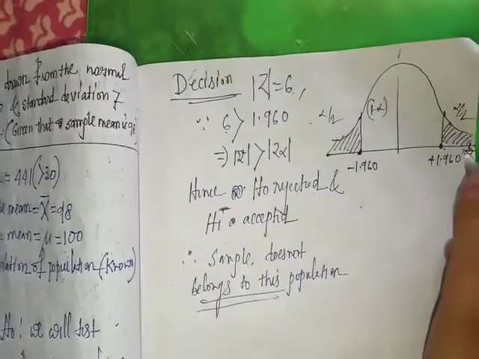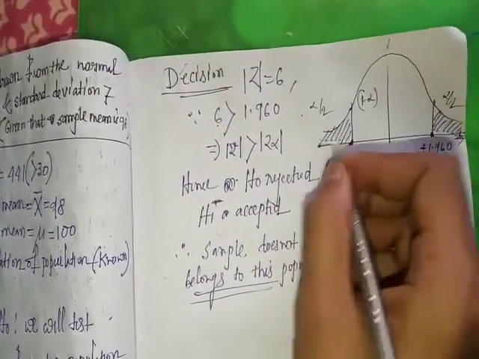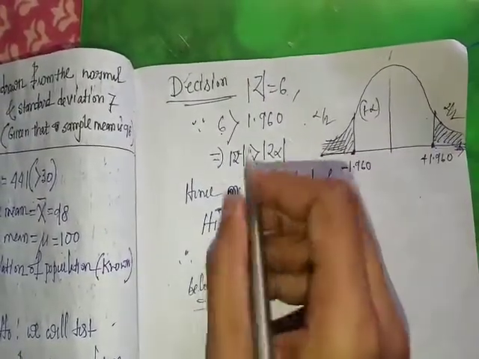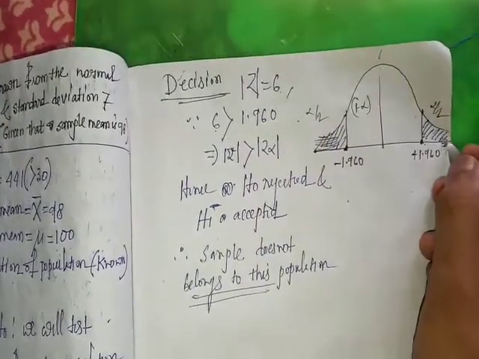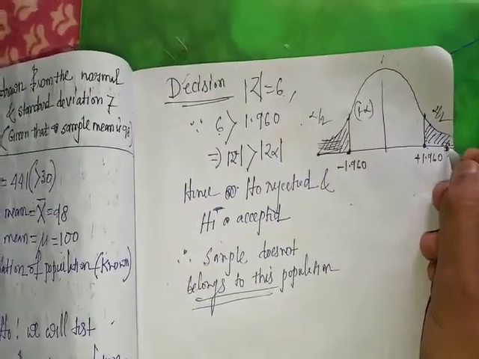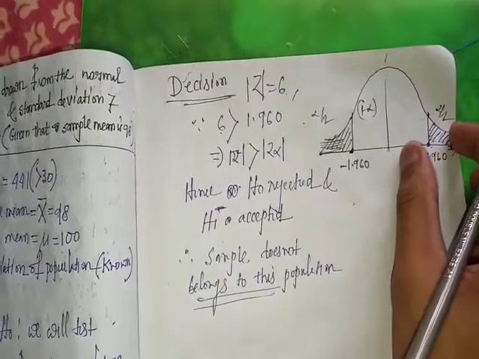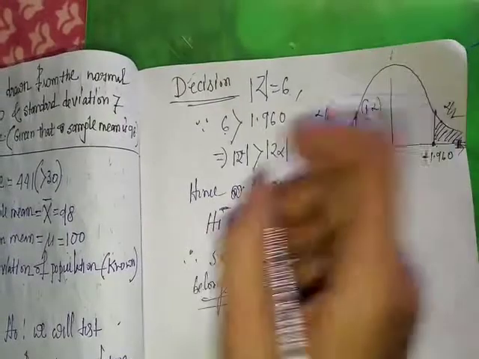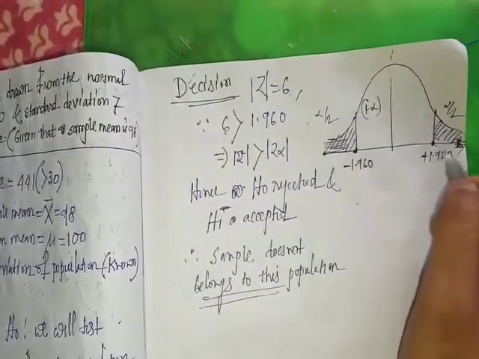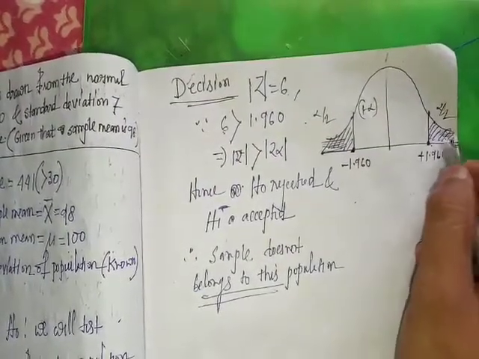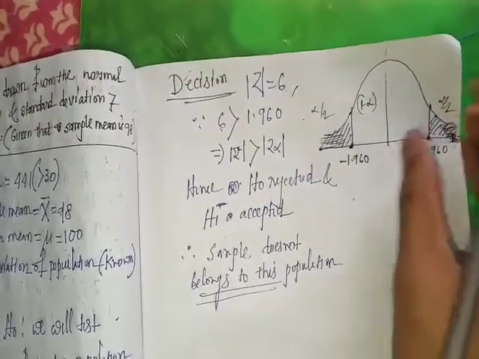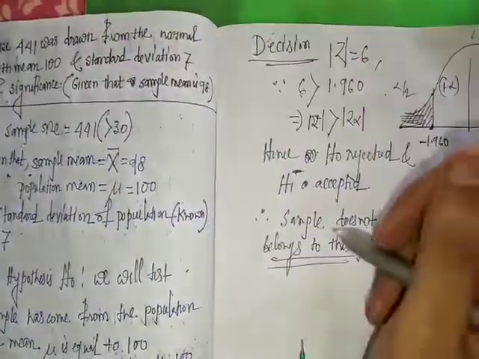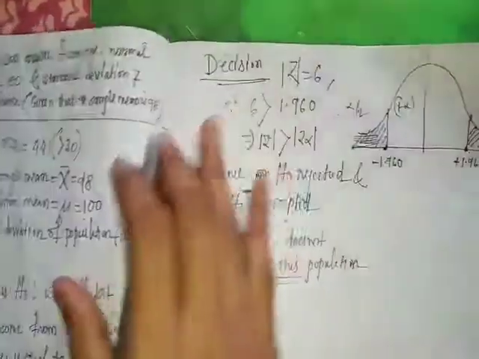Since the critical values for 5% level of significance are minus 1.960 and plus 1.960 and the calculated value is 6, 6 is always greater than 1.960. So 6 belongs to this rejection portion, and we reject the null hypothesis and accept the alternative hypothesis. Accepting the alternative hypothesis means the sample does not belong to this population. This is the required result.